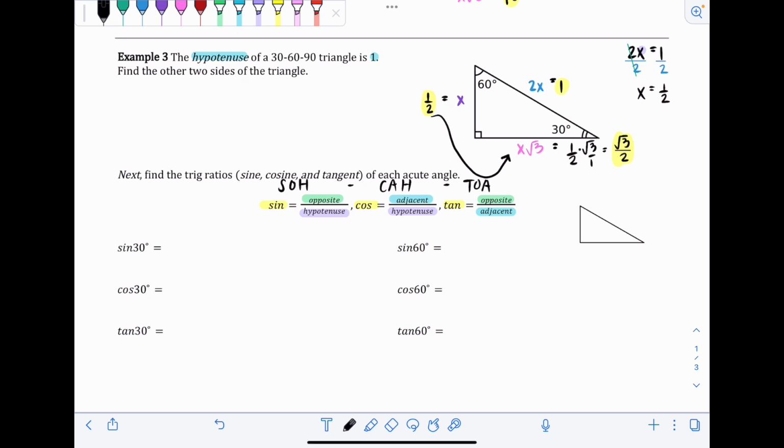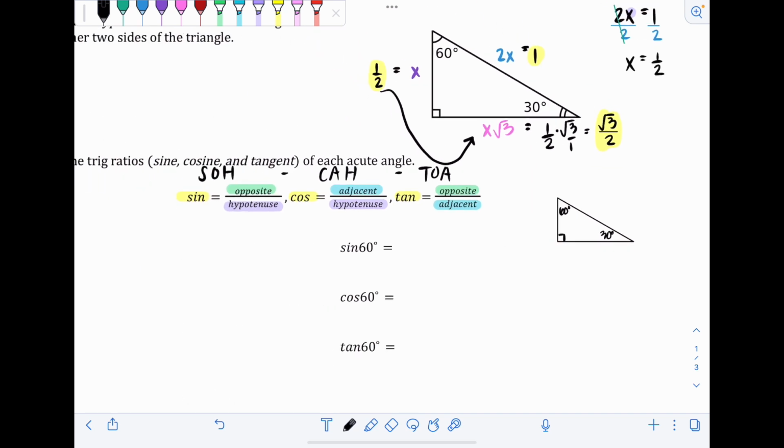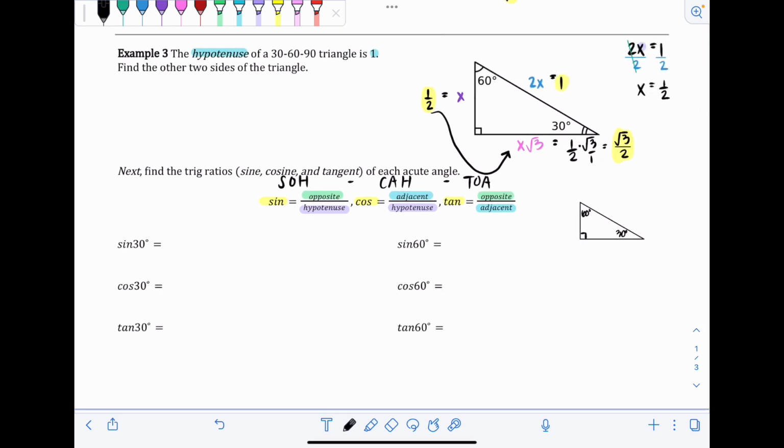Okay, so if this is my 30-degree angle in there, this is my 60, this will be my 90. So we figured out the short leg was 1/2. The long leg was root 3 over 2. And then the hypotenuse was 1. So in relation to the 30-degree angle, the hypotenuse is always the hypotenuse, no matter what. So that's going to be the hypotenuse right there.